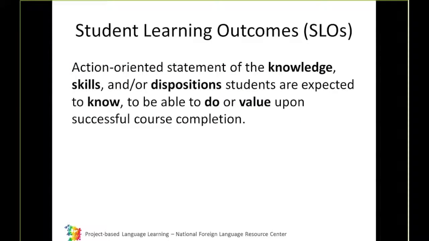Okay. So now let's think about what learning outcomes mean, and how to do a good job developing a good student learning outcome. Student learning outcomes are action-oriented statements of the knowledge, skills, and/or dispositions that students are expected to know, to be able to do, or value upon successful course completion. In our case, it can be upon successful project completion. A project can be short. A project can go across several semesters. But it's really about the knowledge, skills, and values we want students to gain from this experience.